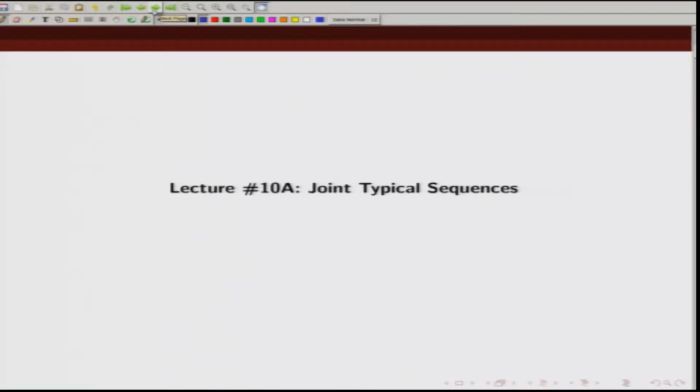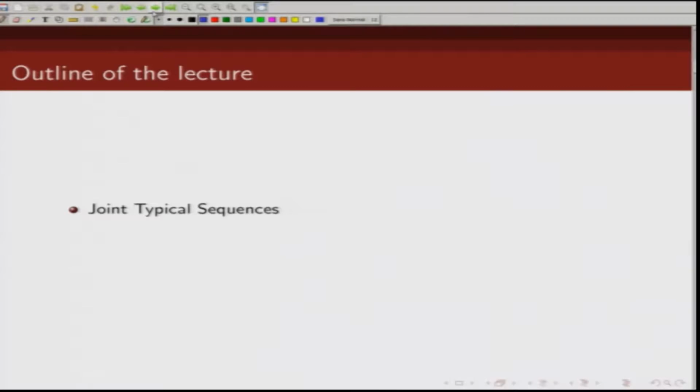In today's lecture, we are going to first talk about joint typical sequence. Now, to prove Shannon's noisy channel coding theorem, we are going to make use of typical set decoding, and to explain typical set decoding, we first need to explain what we mean by a joint typical sequence and what are the properties of joint typical sequence. So, this lecture is about joint typical sequence and its properties, which are known as joint asymptotic equipartition property.